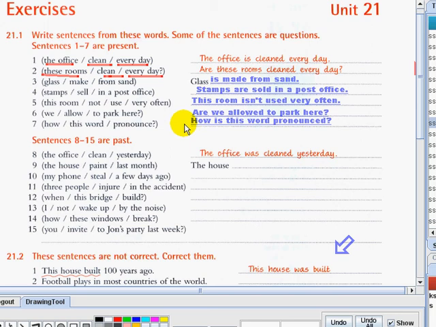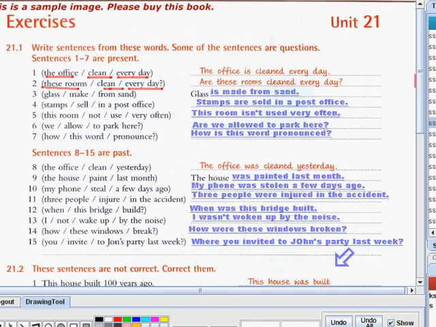Now let's have sentences 8 to 15. Now they should be in the past passive form. Was or were, then the past participle of the word or verb to make it in the passive form. Alright? Now, are you ready to check your answers?